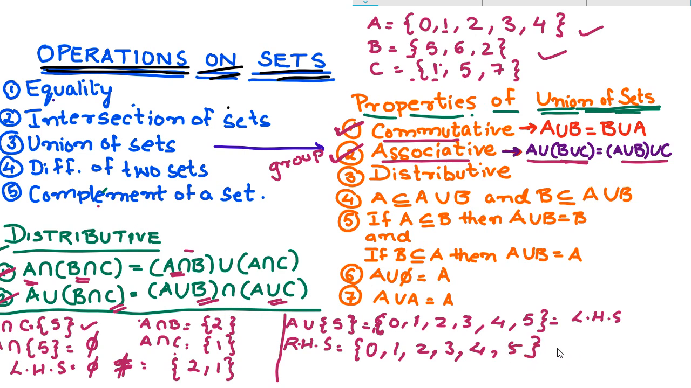So in this case, our LHS and RHS hold true. So they are equal. So this particular distributive property, where A union of B intersection C is equal to A union B intersection A union C, right? So in this case it holds true. So the second distributive property holds true.